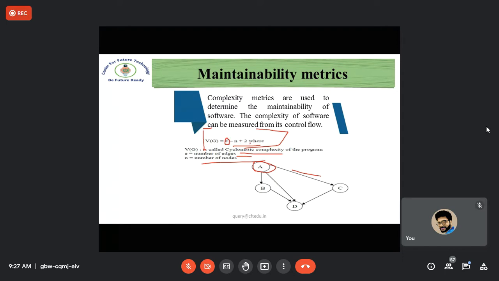Yes, ma'am. I'm taking one example to make it clear. Let's say I have just launched a software now. The software is in working condition. Now, because we are here talking about the maintainability metric.